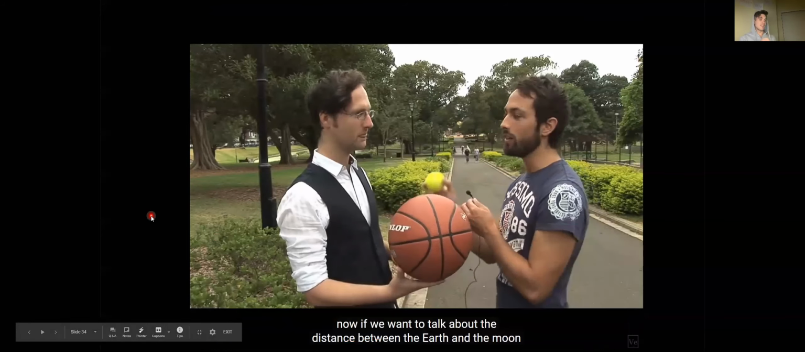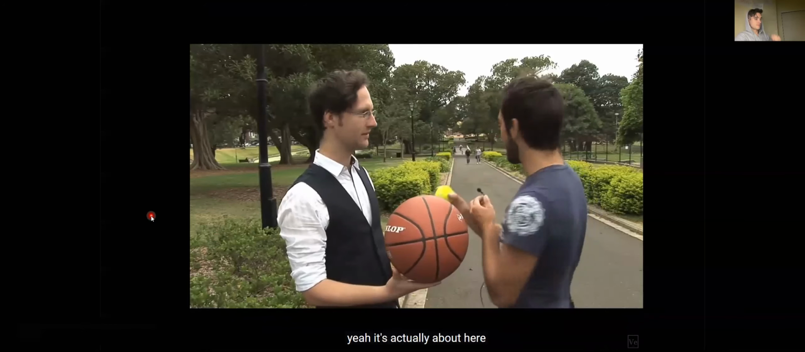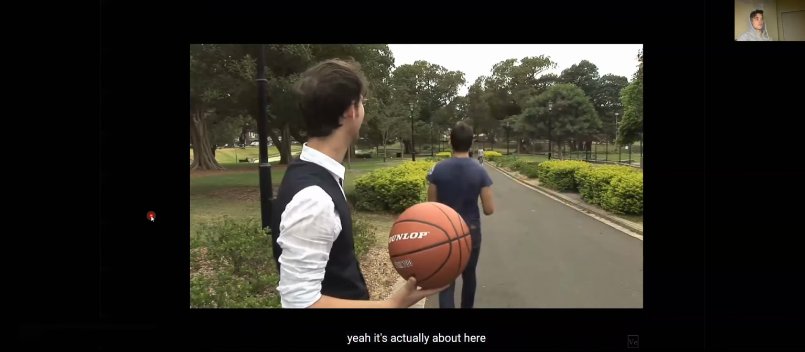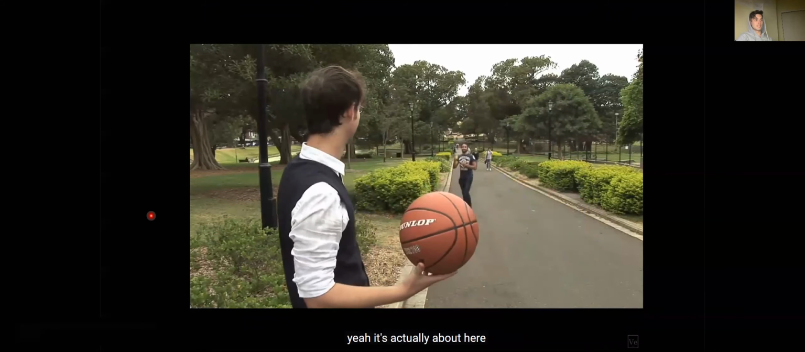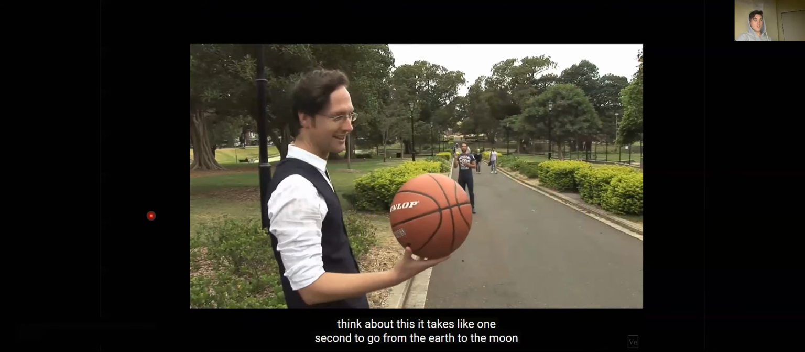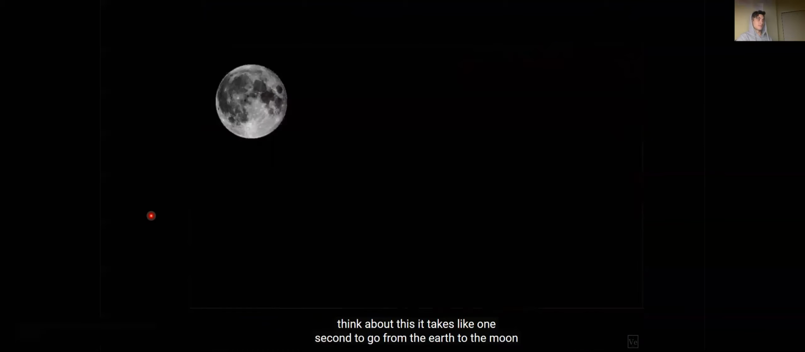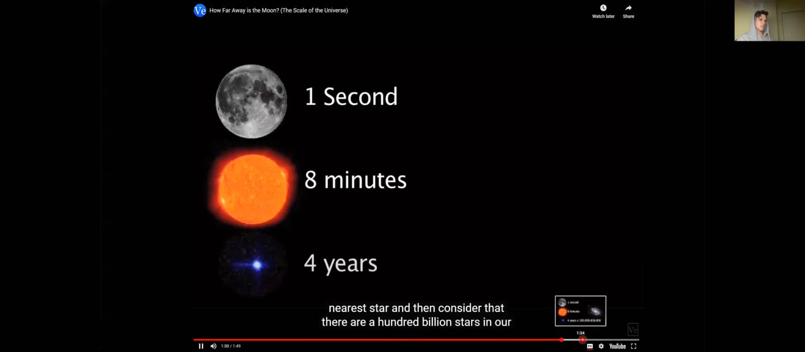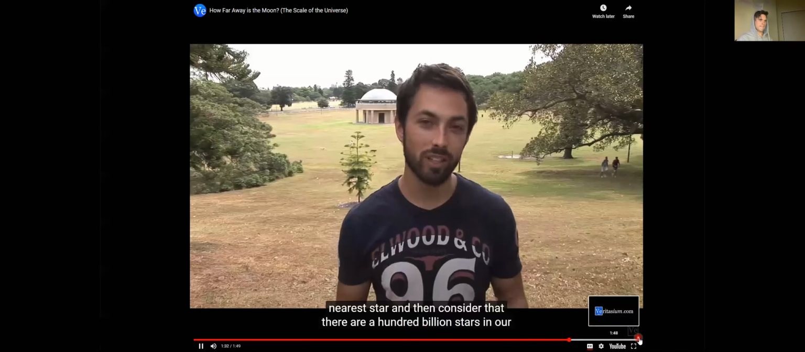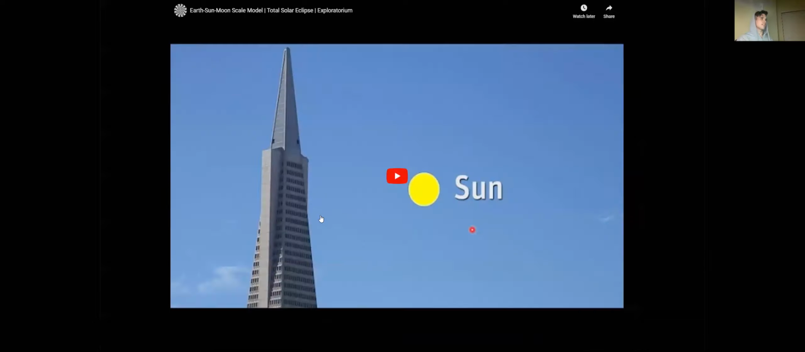I want to talk about the distance between the Earth and the moon. Yeah, it's actually... Seriously. It's about here. Really far. Think about this. It takes light 1 second to go from the Earth to the moon. It takes 8 minutes for light to travel to the sun, and 4 years to go to our nearest star. I don't know if I... Then consider that there are 100 billion stars in our galaxy. That's good. That's the point.